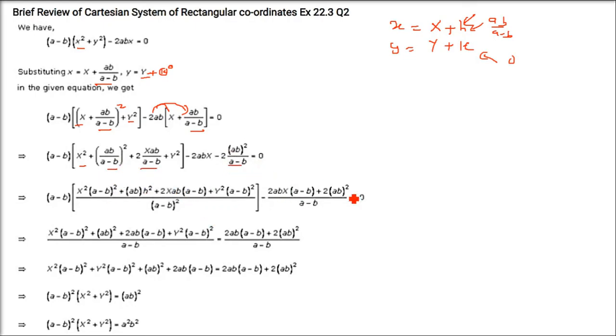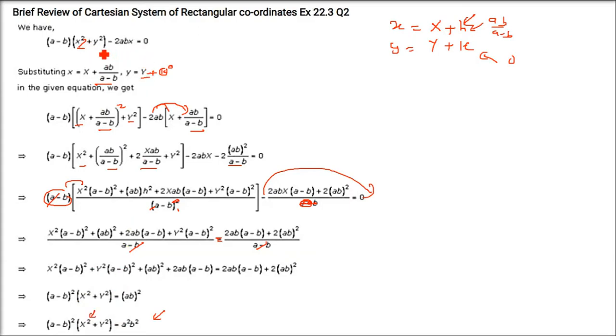And then this LCM you have to take, and there are two terms actually. You multiply inside, this gets cancelled, and the right term you take on the right hand side. So when you take it on the right hand side, the a minus b which is remaining in the denominator can be cancelled, and so you won't have any denominator now. And now you can just open this, rearrange. You are going to get (a minus b) whole square x square plus y square equals a square b square.